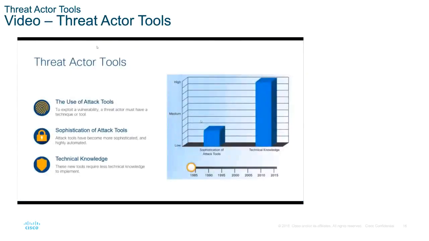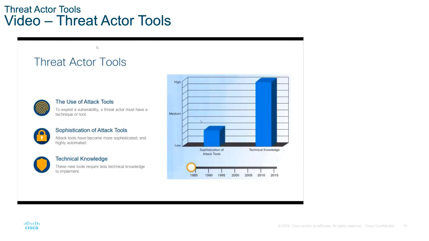Let's do it. We're jumping into threat actor tools, and we kick it off with a graph. Yes, this graph is a quick history lesson. What it comes down to is back in the day, the sophistication of our attack tools, the power, the coolness behind them all was low. Which means in order to successfully perform an attack, you would have a good amount of technical knowledge.